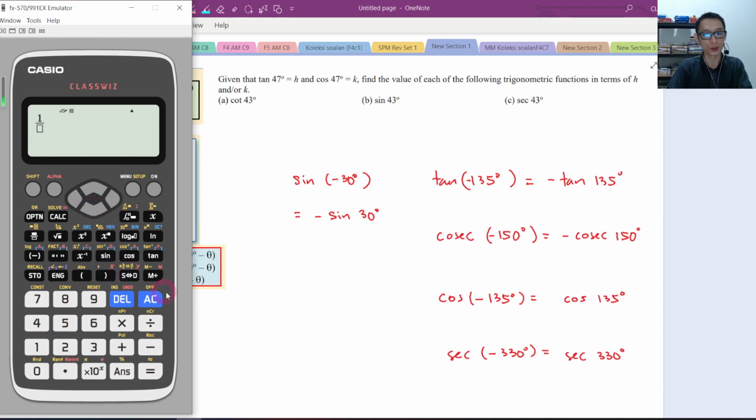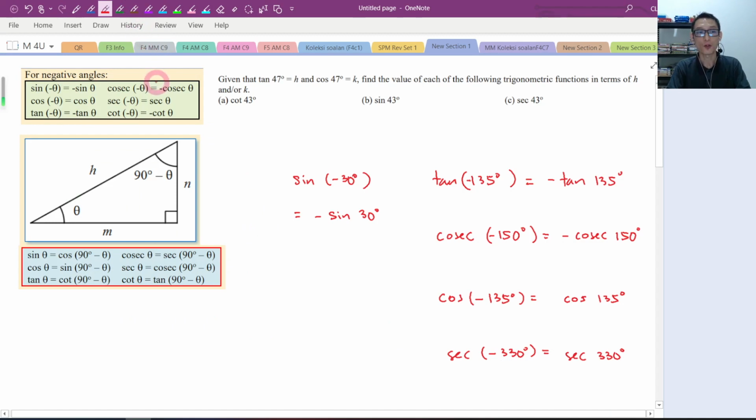Secant is 1 over cosine, right? Okay, 1 over cosine negative 330 degrees. Ignore the negative sign, and we do not add a negative sign in front of it. 1 over cosine 330 degrees is equal to secant 330 degrees. Okay, so just be more careful.